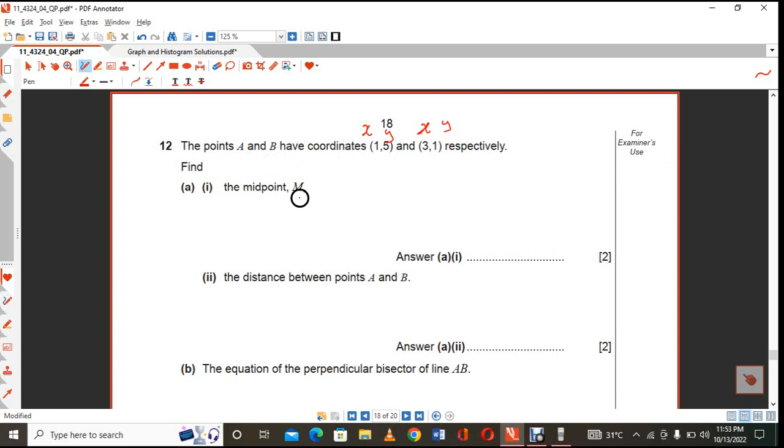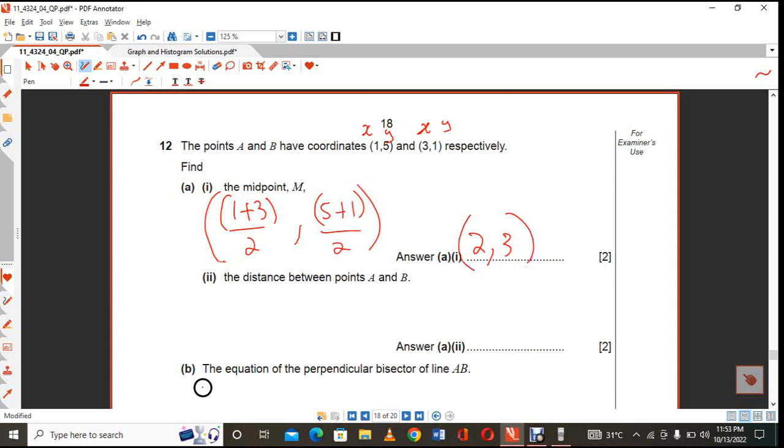So for the midpoint, you add the two x values together. So 1 plus 3, half of them, comma, 5 plus 1, half of it. 1 plus 3 is 4, half of 4 is 2, comma, 5 plus 1 is 6, half of 6 is 3. Okay, so that's the midpoint.